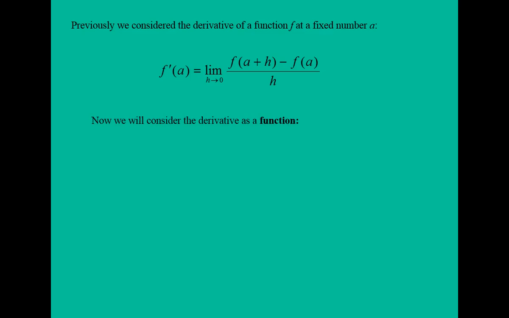Now, in this next equation, we're going to be looking at the derivative as a function. If you remember, a function has an input and an output. So now we can put in any value for x that we choose and get an output which represents the slope of the tangent line. So now we're going to consider this a function.